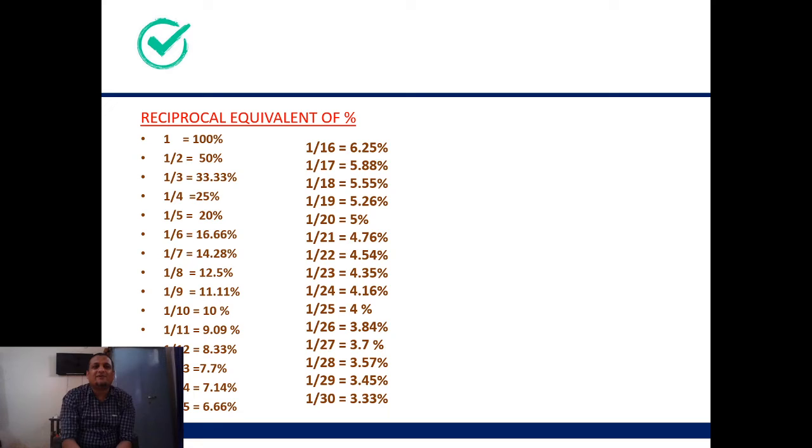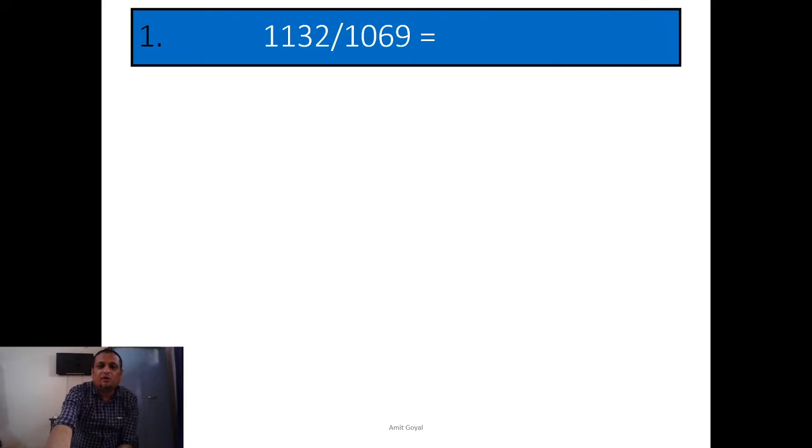So first things first, I hope you remember these reciprocal equivalents of percentages. You must remember the reciprocals of percentages till 1 by 30. But this is not part of today's curriculum. Today I am going to handle these kind of calculations.